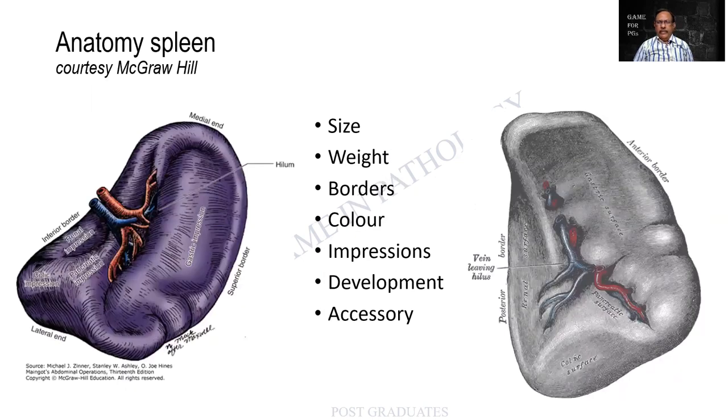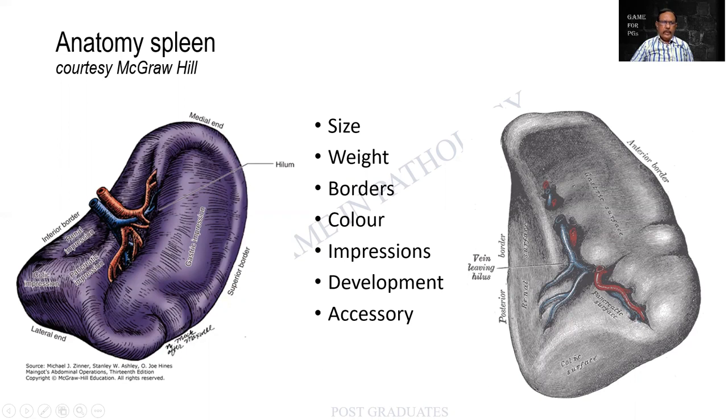Anatomy. After all, pathology is supposed to be abnormal anatomy and physiology. And this is a beautiful picture taken from McGraw. The author is the signature below. We are supposed to mention the size of the organ, the weight, the borders, the color. What are the various impressions? Impressions means the pressure formed by the adjacent organs, the development and the accessory.